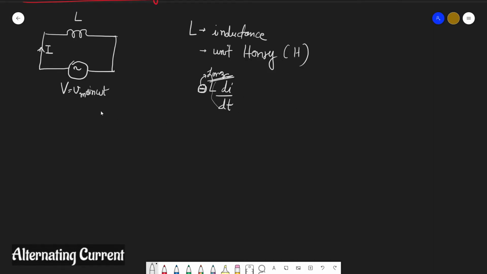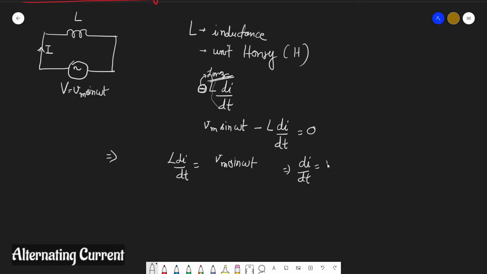So if we write Kirchhoff's loop in this circuit, we can write this voltage plus this voltage must be equal to 0. So we can write Vm sine omega t minus L di by dt is equal to 0. So L di by dt is equal to Vm sine omega t, and di by dt is equal to Vm by L sine omega t.